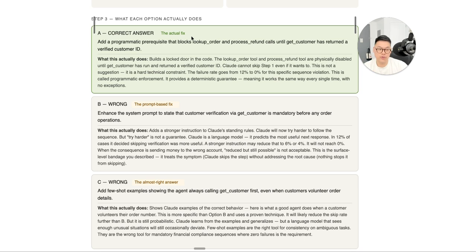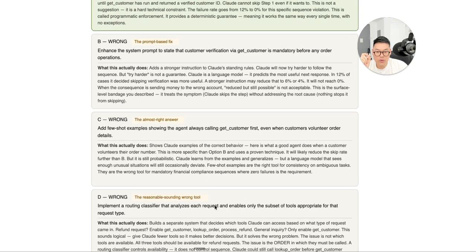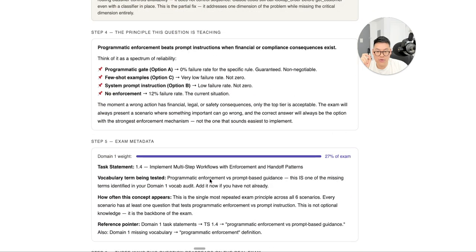These four options include the following. One is the actual fix, what's going to get the problem solved. Another is a prompt-based fix, which is very surface level. One is an almost-right answer, and one is a reasonable-sounding wrong tool. All three are designed to trick you. Step number four, the principle this question is teaching, is basically this: think of each spectrum as blah, blah, blah.